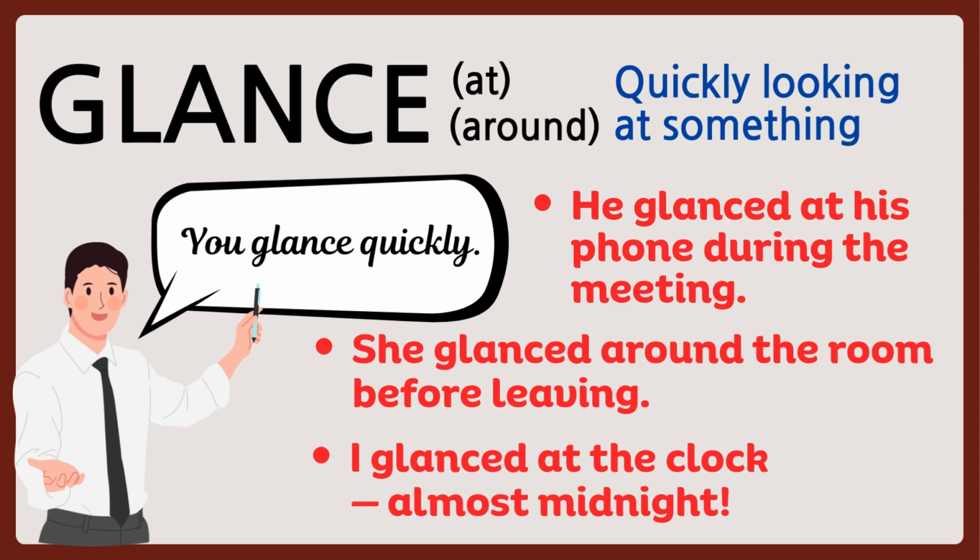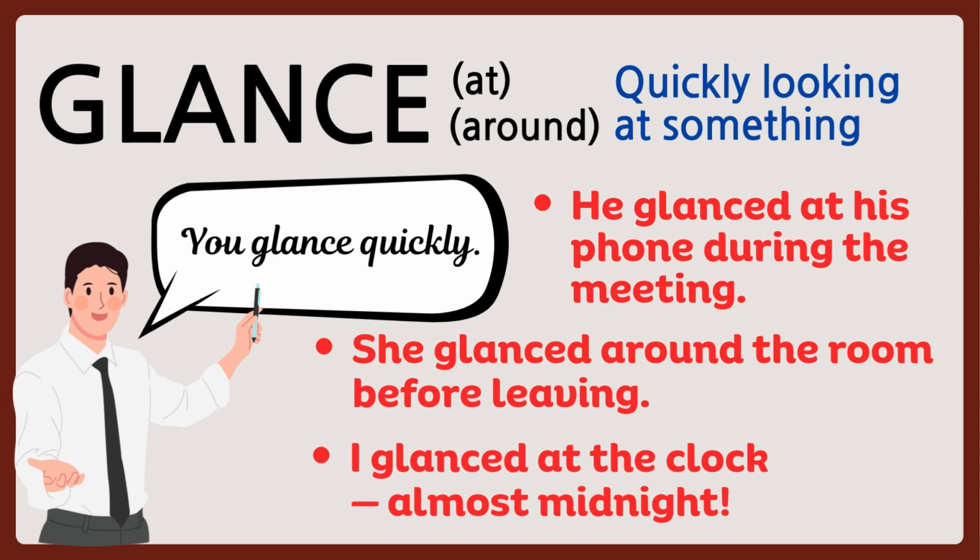Here are some examples. He glanced at his phone during the meeting. This means he checked it quickly, maybe to see the time or a notification. She glanced around the room before leaving. Here, she's quickly checking the space, maybe to see if she forgot anything. I glanced at the clock. Almost midnight. This is about checking the time for just a second and realizing how late it is.